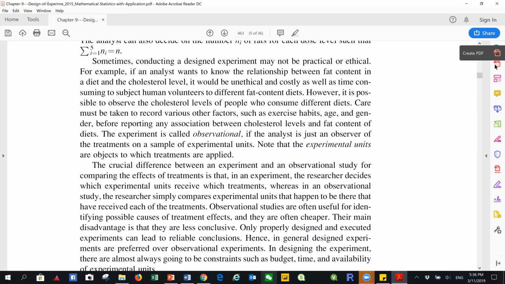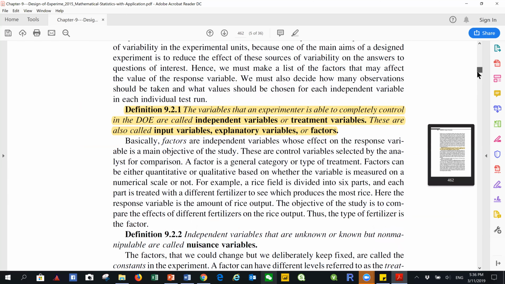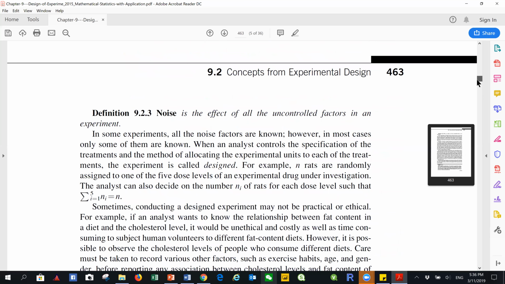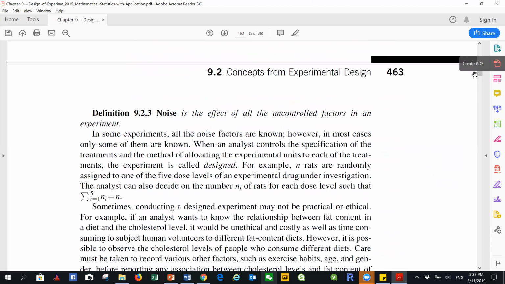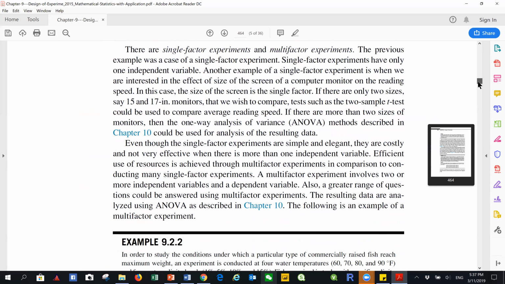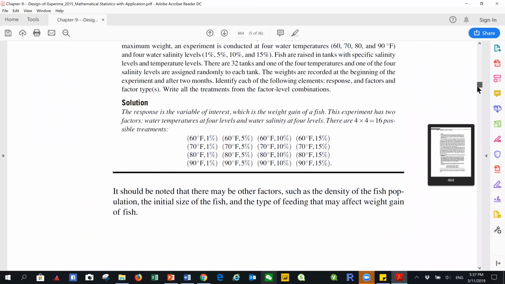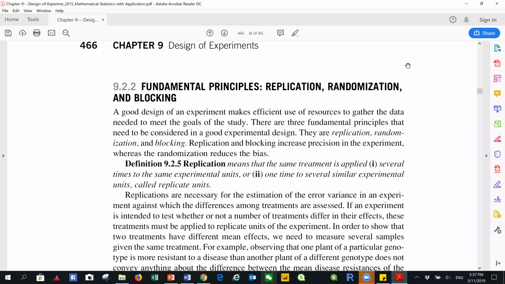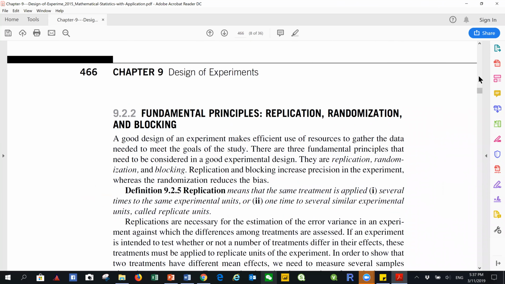With this, let's move on to an example. Here is the noise. Noise is the effect of all the uncontrolled factors in an experiment. We will see what they are in terms of the formula later.